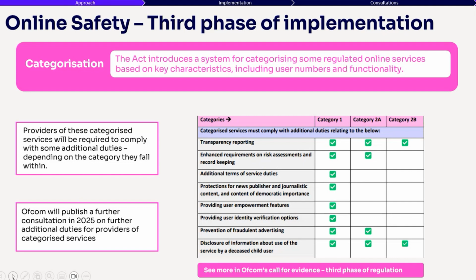In terms of the conversation today around transparency reporting, the important thing to note is that it applies to all three of the different categories. So regardless of where the thresholds sit, categorised services across the piece will be required to meet the transparency reporting requirements. And I'm going to stop there and hand over to Chloe now, I think.